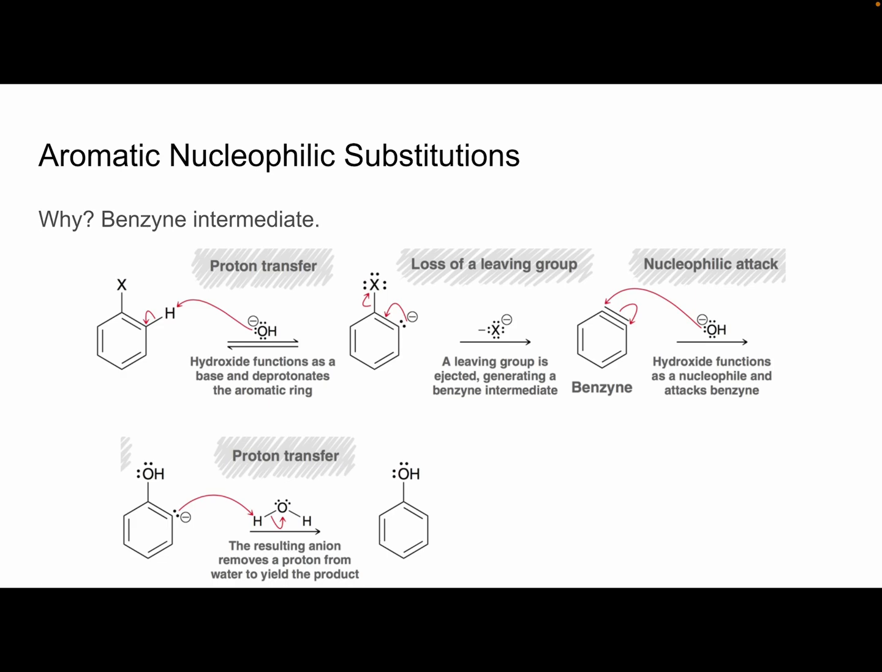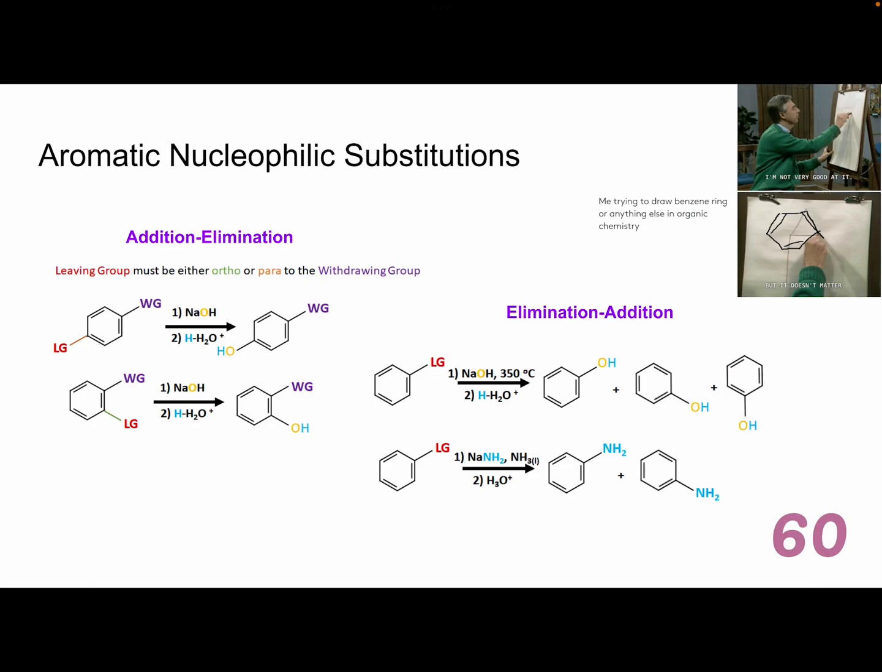Then your nucleophile can attack. You'll have your lone pair move back over onto either the location where your proton was removed or the location where your leaving group left, because both of those have equal opportunity. And then the last step is called your acid workup step, and that's where you add your hydrogen back onto the benzene ring. This is the memory book page for it.